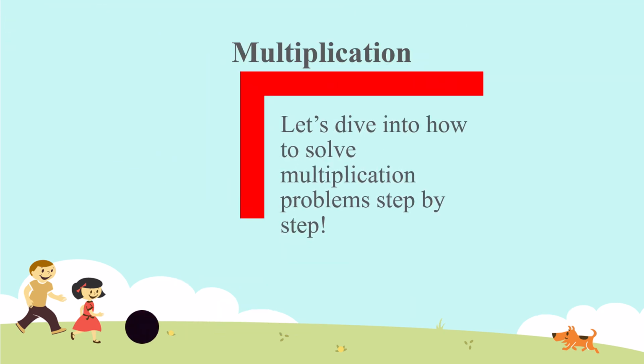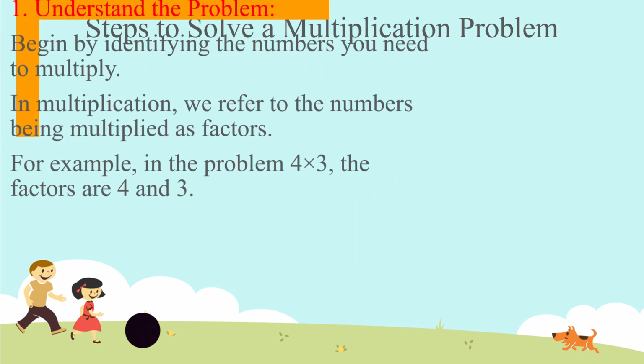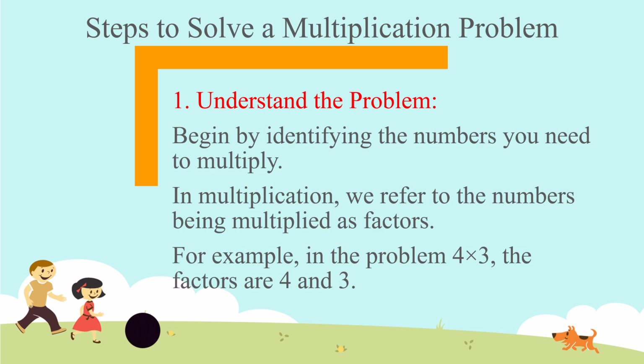Let's dive into how to solve multiplication problems step by step. Steps to solve a multiplication problem. Number 1, understand the problem. Begin by identifying the numbers you need to multiply. In multiplication, we refer to the numbers being multiplied as factors. For example, in the problem 4 times 3, the factors are 4 and 3.